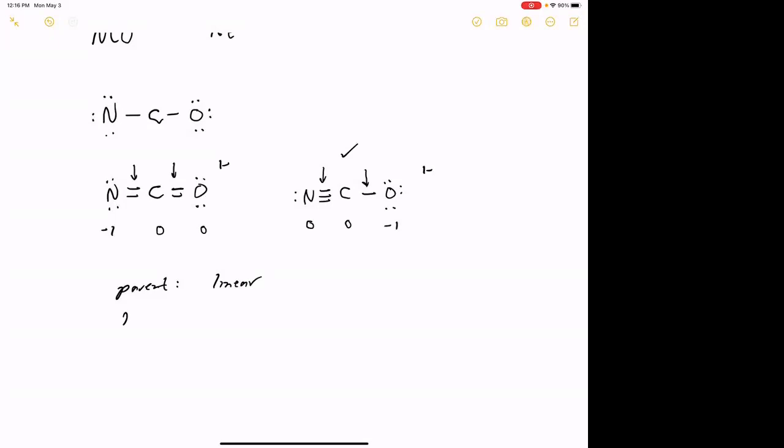So what about my bond angle? A lot of times we're asked for bond angles here. So what does the bond angle in a linear sense have to be? Anybody remember from the video? And again, it's kind of right there in front of you. So if you're good at geometry, you can tell me what that bond angle is.